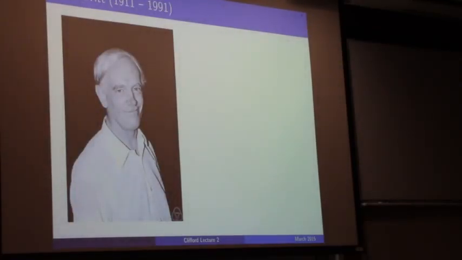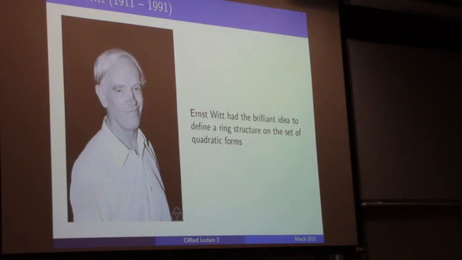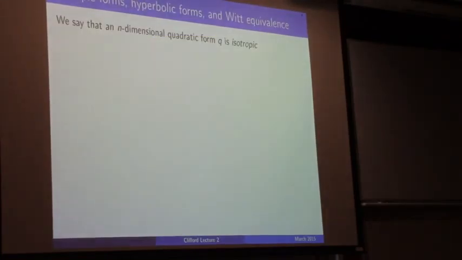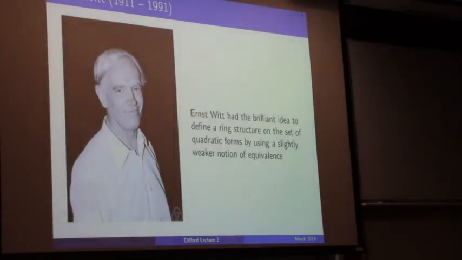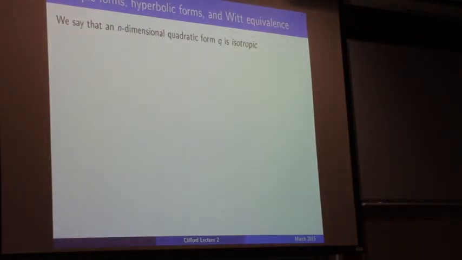So Ernst Witt had the brilliant idea how to define a ring structure in this set of quadratic forms by using a slightly weaker notion of equivalence. So this notion is now what's called Witt equivalence.